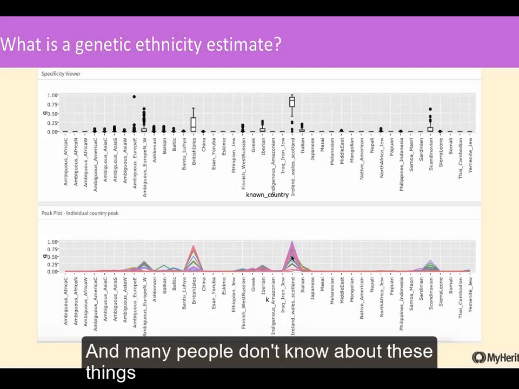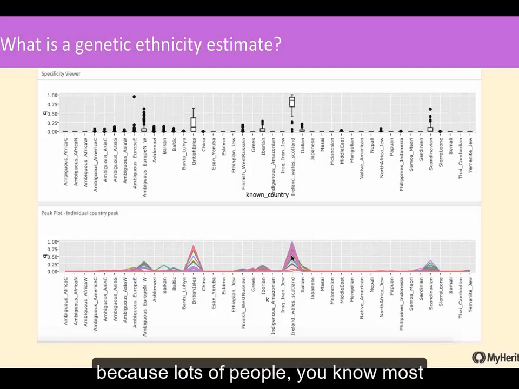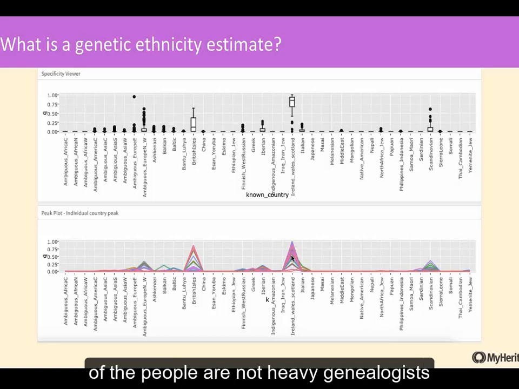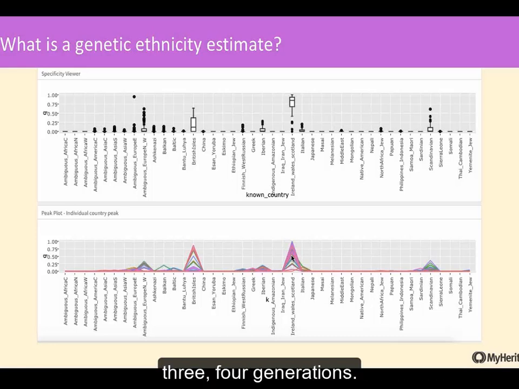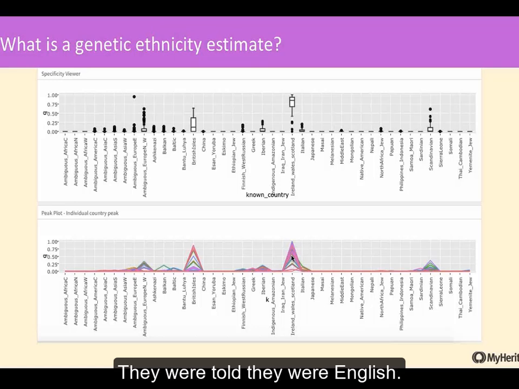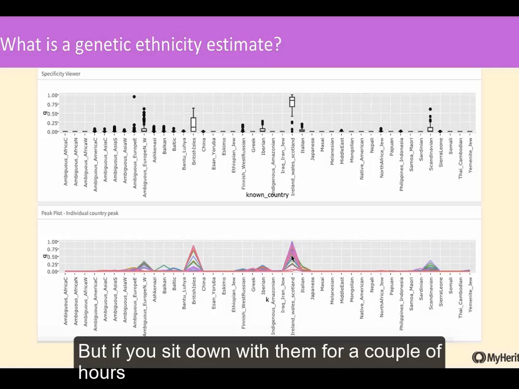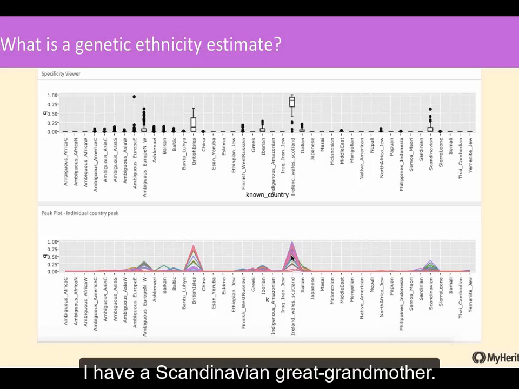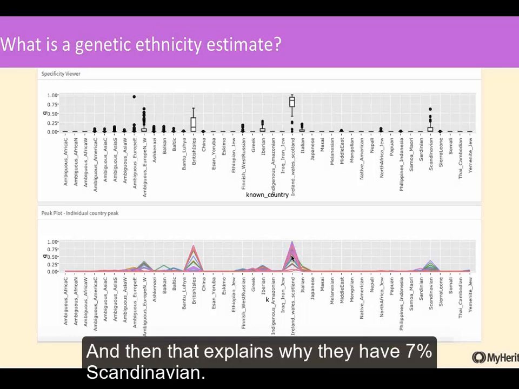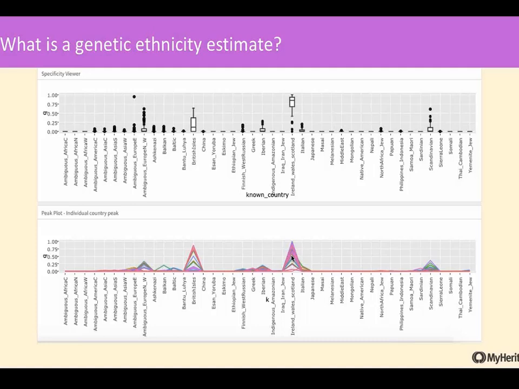And many people don't know about these things because most people are not heavy genealogists with pedigrees of more than 2, 3, 4 generations. And so they just don't know. They were told they were English, but if you sit down with them for a couple of hours and research their tree, they say, hey, you know what? I have a Scandinavian great grandmother. And then that explains why they have 7% Scandinavian.